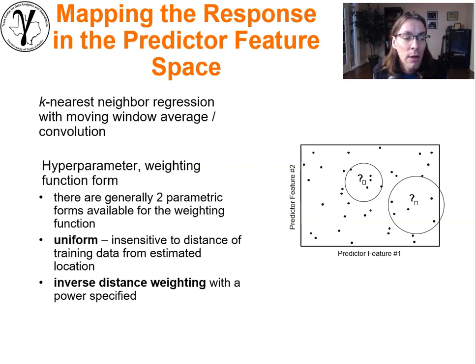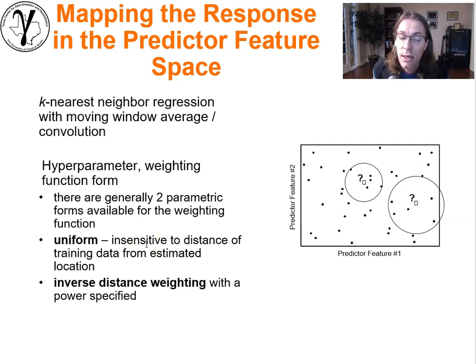Okay, so now I should mention the fact that for hyperparameters, we do make a choice about k, but we also have a choice about the parametric forms available for weighting the function. We could have uniform, which I showed before when I was introducing the idea of convolution. It's insensitive to the distance of the training data to the location in the feature space at which you're estimating.